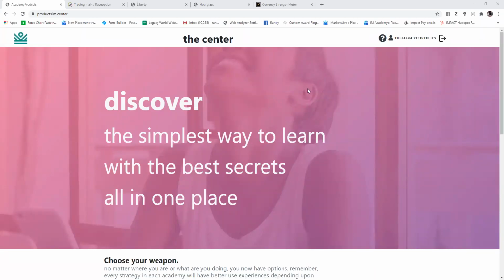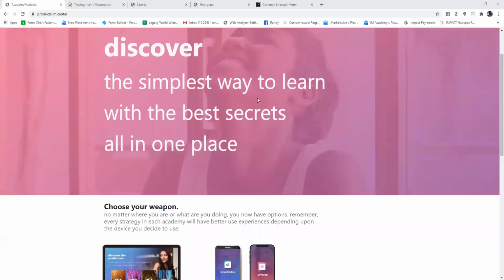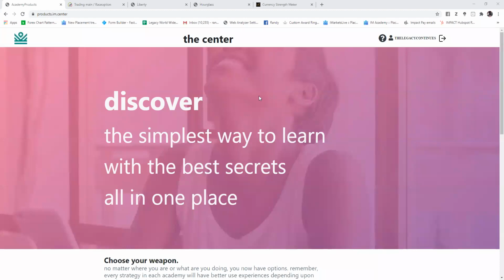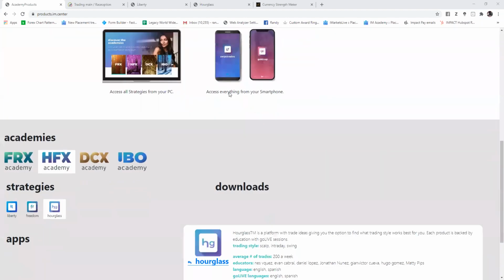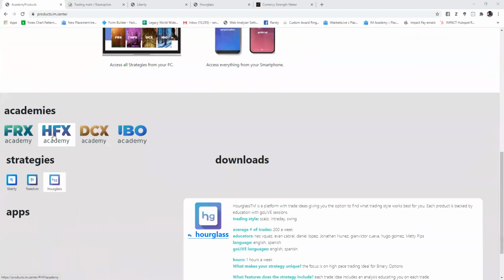Today, we're going to walk through several strategies to help you trade with HFX. So it's simple to do. Just go to im.center. You're going to do your regular login. Make sure you go to strategies. And then once you go to strategies, you're going to find this screen here. We're going to go to HFX.